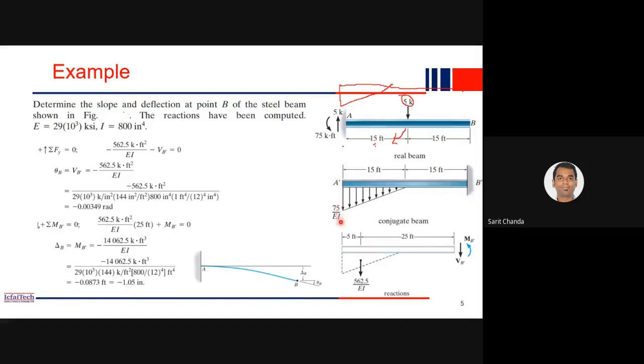So this end is 75 by EI. How did we get 75? 75 is 5 into 15. So total moment, how much is generated here? Right? So the conjugate beam drawing is over.